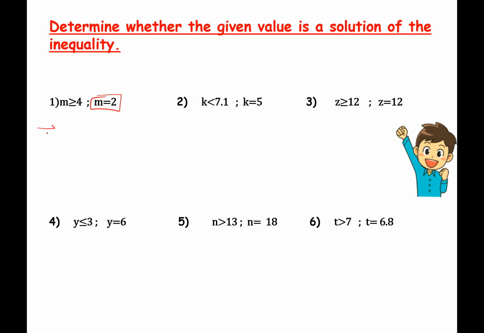M is greater than or equal to 4, which means that m can be any number greater than 4, or it can be 4 itself, because we have an equal sign. So it can be 4, 5, 6, any positive number that is greater than 4. Okay, so is m equals 2 a possible solution? Is it a positive number? Yes, but it is smaller than 4. Therefore, m equals 2 is not a solution.